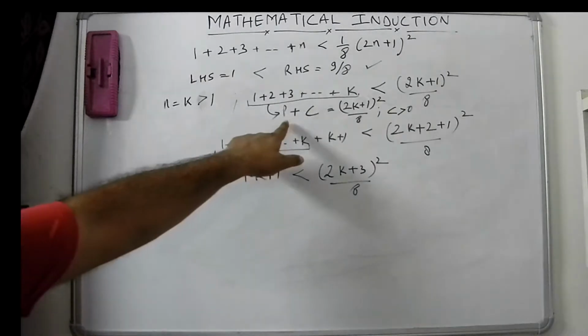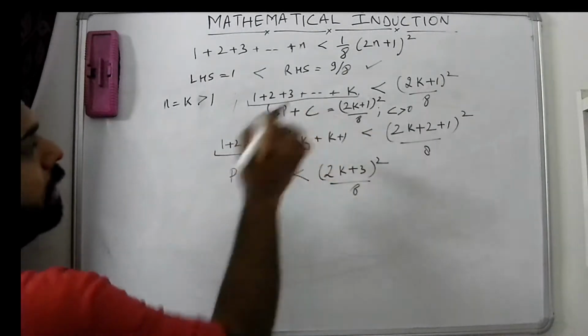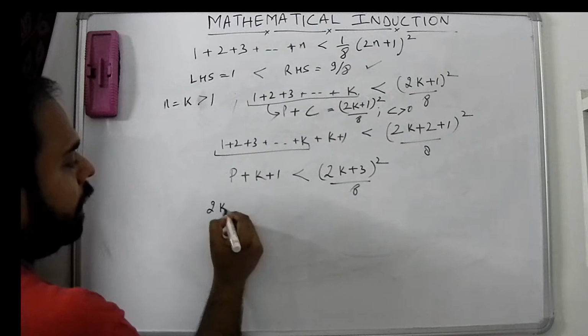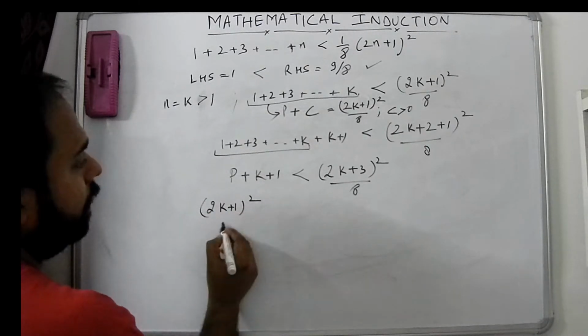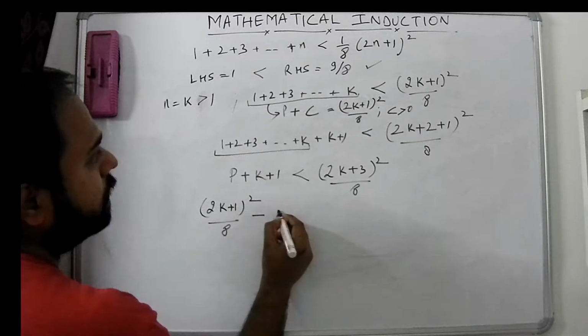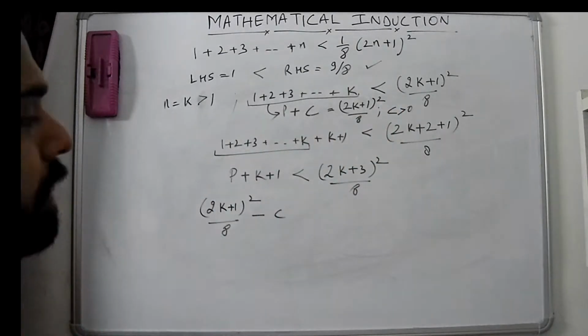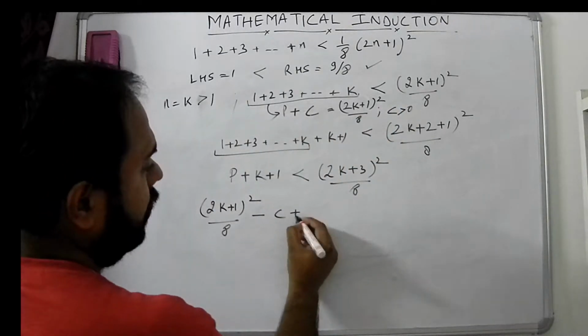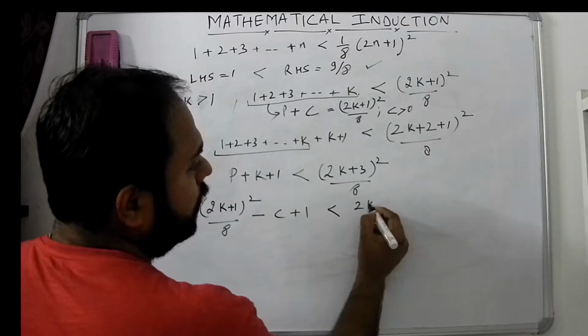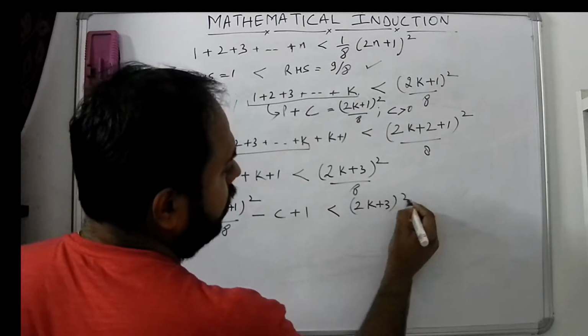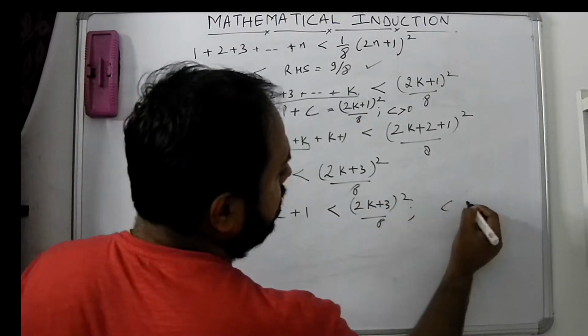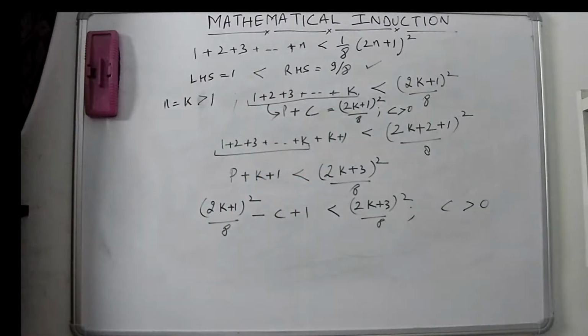Now what is P? P is nothing but, let's replace the value. P is (2k plus 1) whole square divided by 8 minus C, right? I am replacing the value of C here, where c plus 1 is less than (2k plus 3) whole square by 8, wherein c is greater than 0. This is something that I know, right?